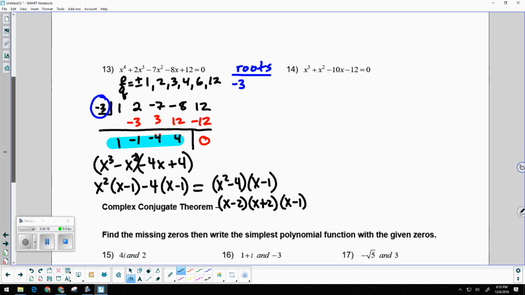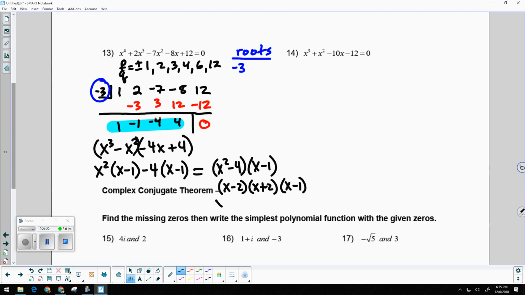Okay, let's use my zero product property. X minus 2 equals 0. X plus 2 equals 0. X minus 1 equals 0. And this would give me x equals 2, so that means I have a root of 2. This next one gives me -2, so I have another root of -2. And then I have a root of 1. So 1 would be the last one. And those are my roots for number 13. Now, notice my degree is 4. That means I'm going to have 4 roots.